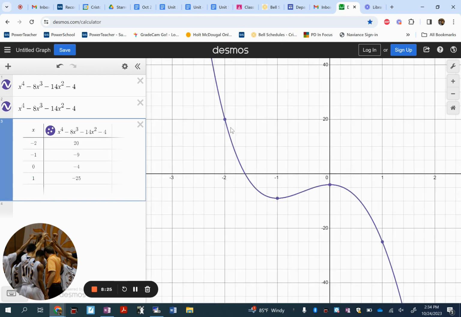All right, you ready? Let me do this. All right, do you guys see all 4 of them? So which of these has the biggest or highest or largest y value? -2, 20. So this is the absolute maximum value on this closed interval.